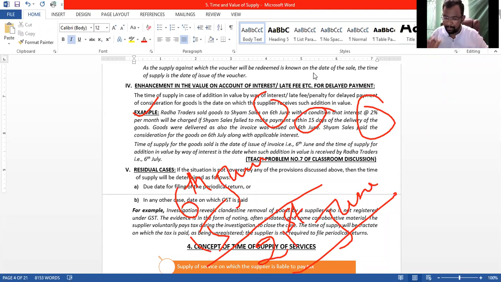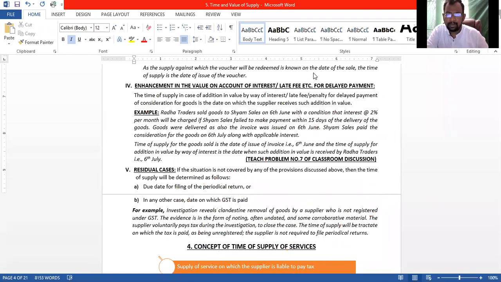That's the condition, right? So as expected, he made the delay. He made the payment on 6th July. So there was a delay, and because of the delay, 2% interest will be leviable. For the original transaction, the original bill value, the time of supply is 6th June, the date of issuance of invoice. For the interest portion, the time of supply is 6th July, the date on which he received the interest portion. Clear everyone? Next, the fourth one.